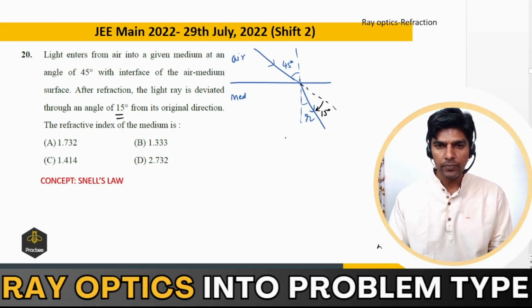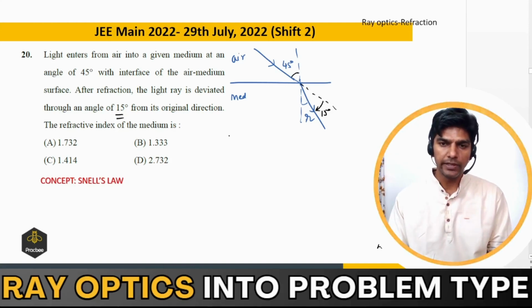So we can say 45 and R plus 15 must be equal. They are vertically opposite angles. So 45 is equal to R plus 15. So R will be 30 degrees. Now we know what the angle of refraction is.